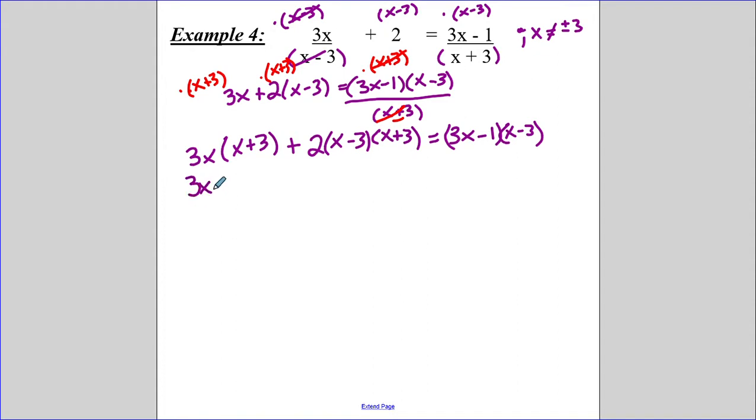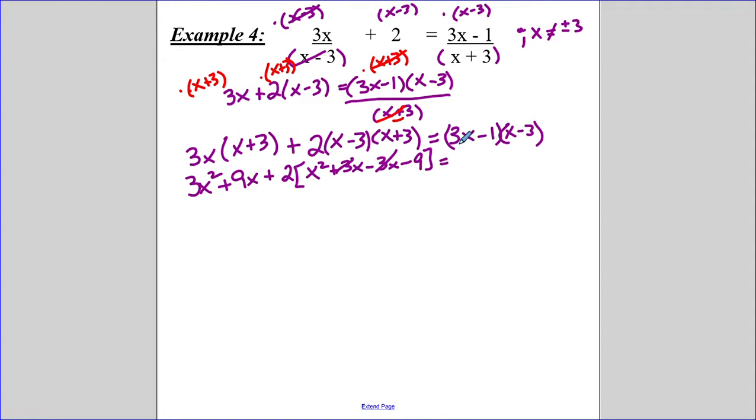Looks like 3x times x is 3x squared. 3x times 3 gives me 9x. Now this one has two terms in it, so I'm just going to start with my 2, and open up a bracket, and we're going to FOIL this out. x squared is my first term, x times x. My outside term would be plus 3x. My inside term would be minus 3x, so right away I can see that these cancel each other out, and negative 3 times 3 gives me negative 9.